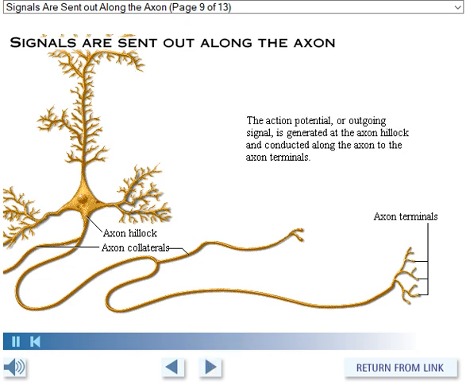The action potential, or outgoing signal, is generated at the axon hillock and conducted along the axon to the axon terminals. Click the axon hillock to see the action potential.